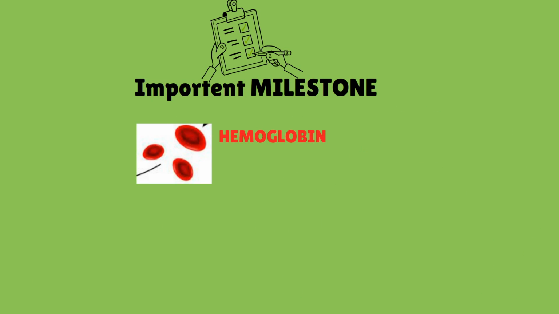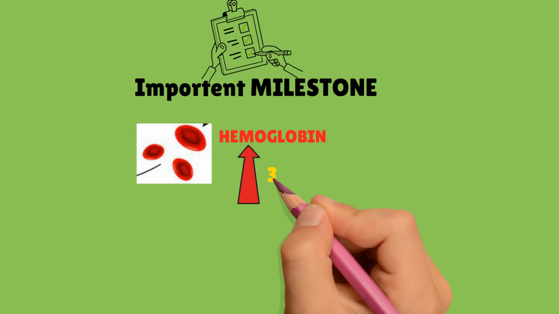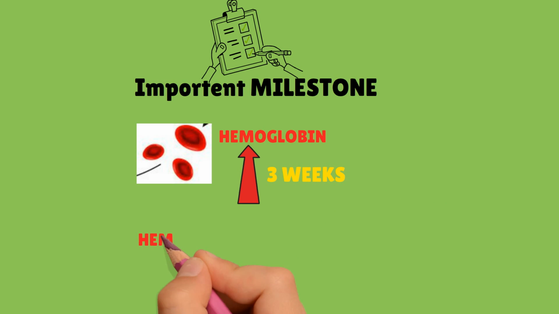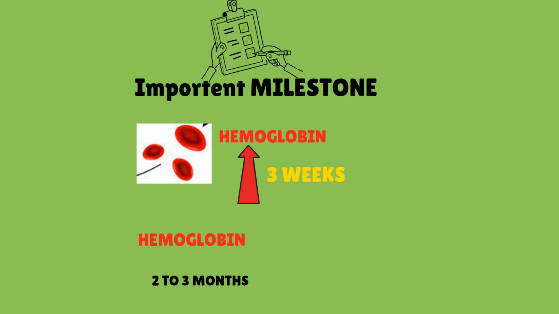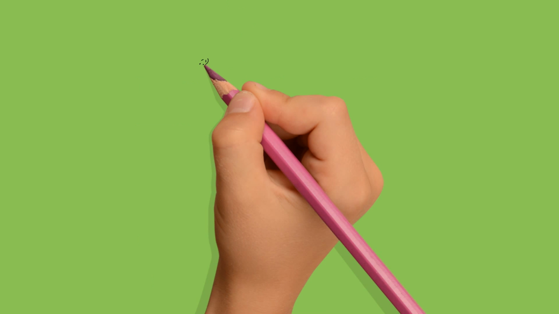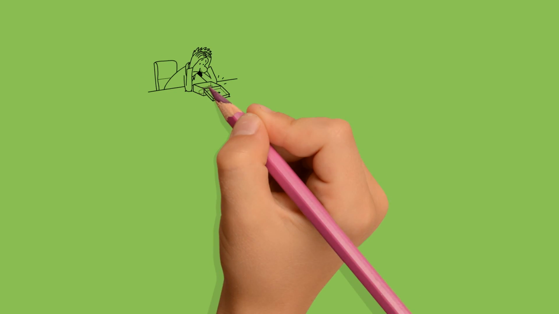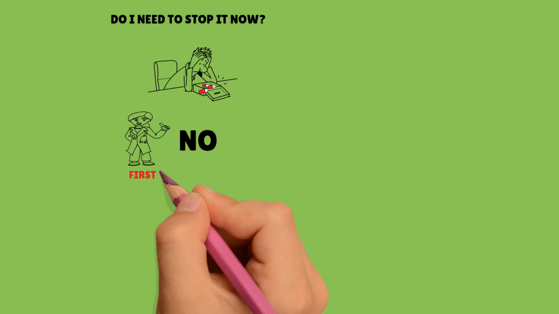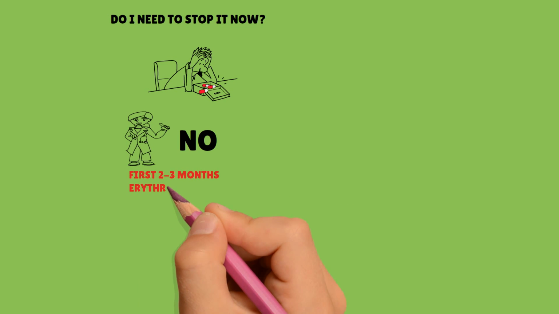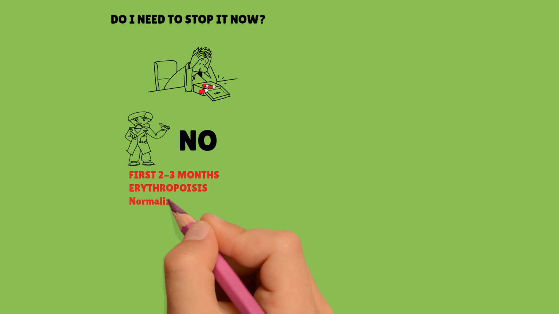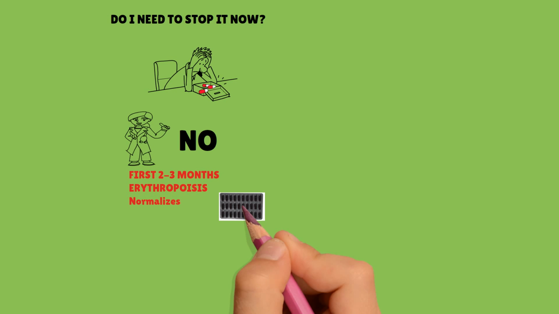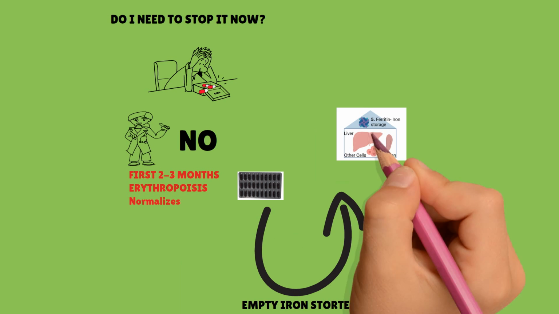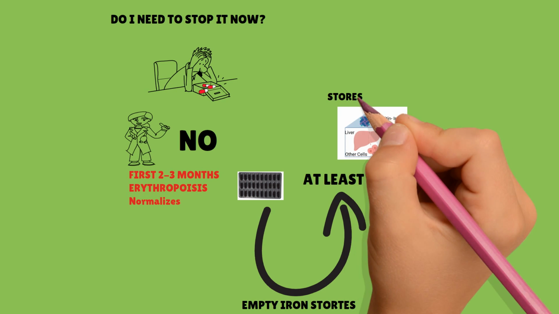The other important thing is that hemoglobin will start to increase after 3 weeks of iron therapy, and hemoglobin becomes normalized after 2 to 3 months of oral iron therapy. Now the question arises, do we need to stop iron therapy after normalization of hemoglobin? The answer is no, because initially whatever iron we are taking will be utilized for erythropoiesis, and the iron stores are still 0. So to normalize the iron stores, we need to give at least 6 months of iron therapy.